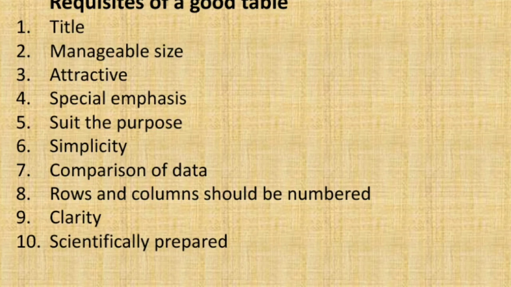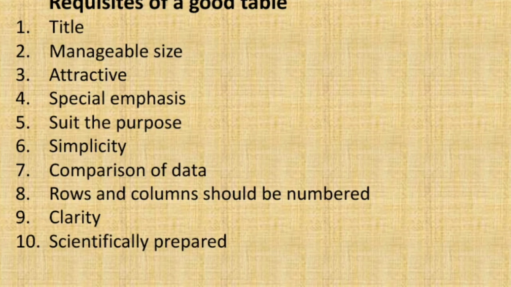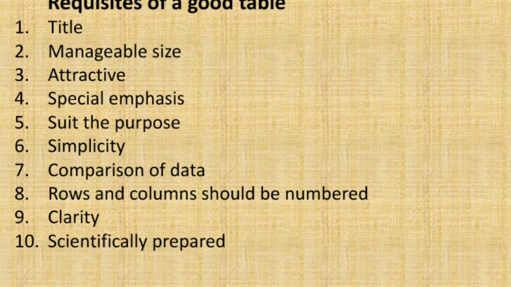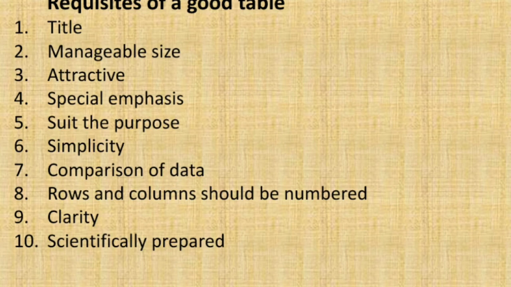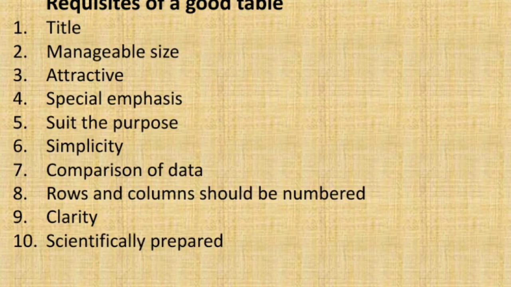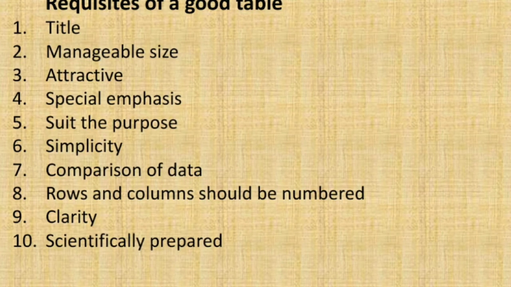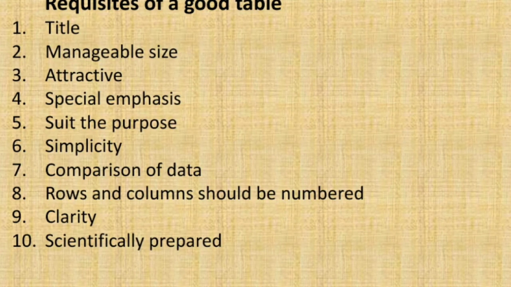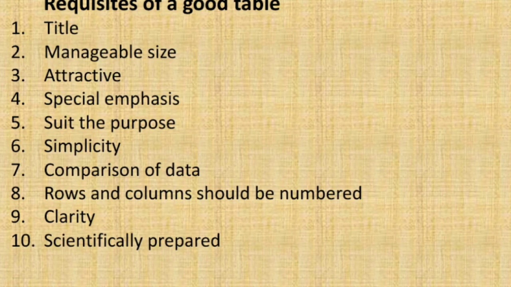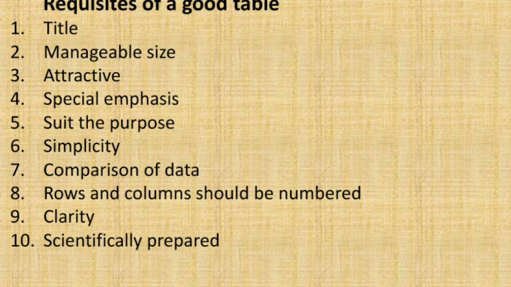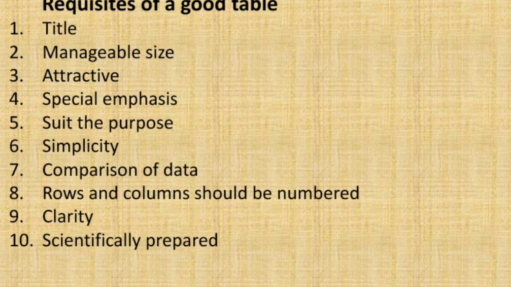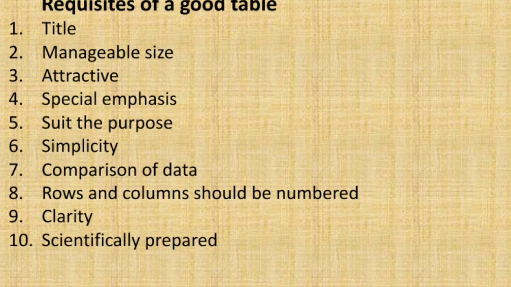The ninth point that I mentioned here is clarity. A table should be prepared in such a way that even the layman can draw inferences from the table. That is, a layman can also understand what is presented in the table, what information is presented, and he should be able to draw inferences from that. And again, the rows and columns should be self-explanatory. The headings which are given, that is captions and stubs, should be very clear and easy.